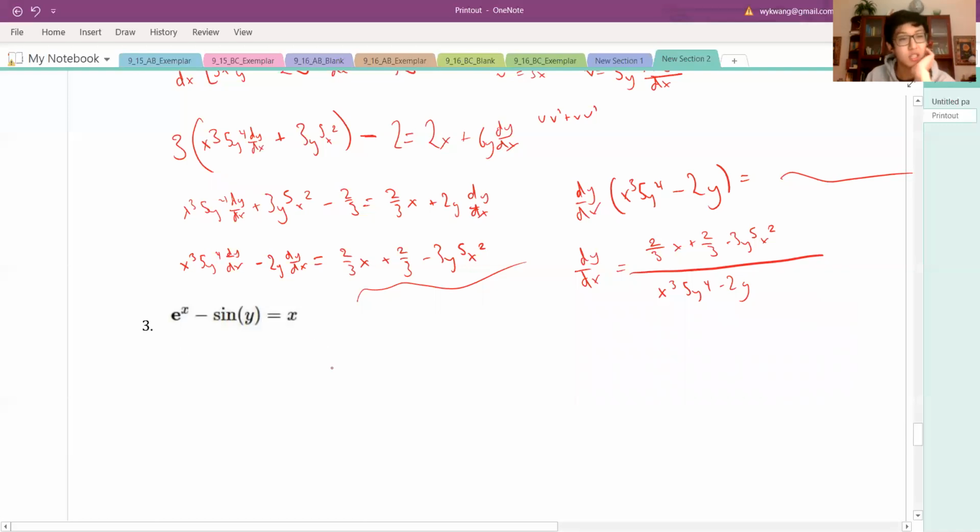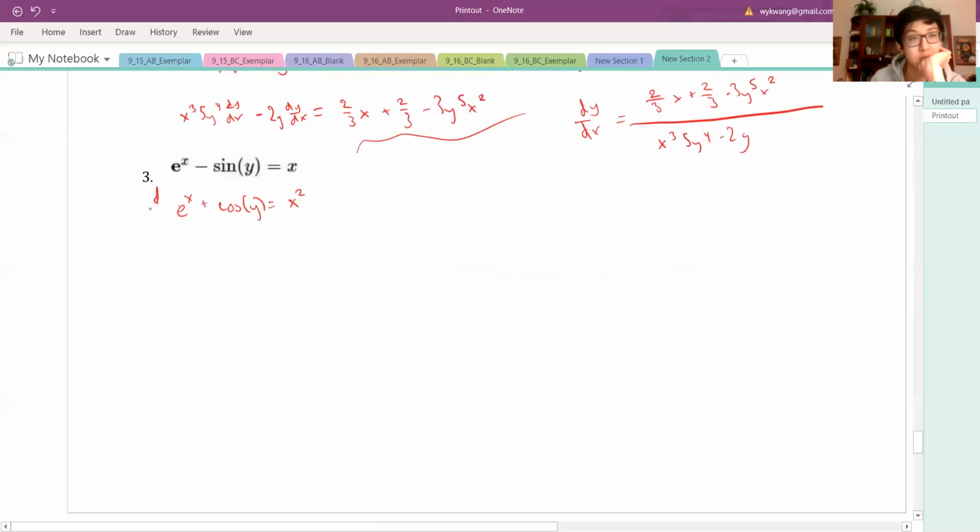Okay, I'm going to really quickly do a problem similar to this. Let's do e to the x plus cosine y is equal to x squared. So we're differentiating with respect to x on both sides. Sorry for the messy writing. d over dx of x squared, differentiating with respect to x.